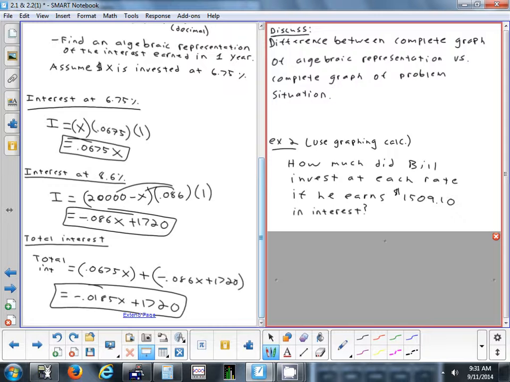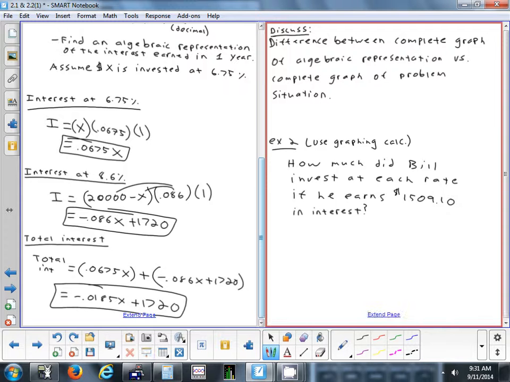Okay, so using the equation we just have, I want to know how much Bill had to invest in each account if he made $1,509.10 in total interest. Okay, how would we set that up? Bill earns $1,509.10 in total interest. So where would that go? You would just set the equation we got equal to the number. Yeah. This equation equals total interest.